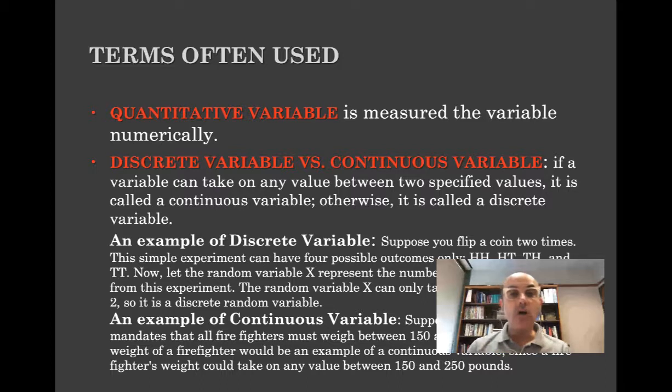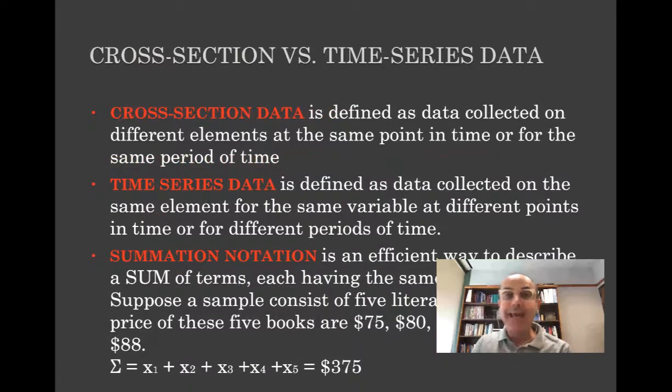Terms often used also include discrete versus continuous variables. An example of a discrete variable: suppose you flip a coin 3 times, so we have a discrete value to it. Continuous: suppose the fire department requires that every firefighter weigh between 150 and 250 pounds, and what happens if they gain some weight during that time? Those are the differences that I want you to start paying attention to.